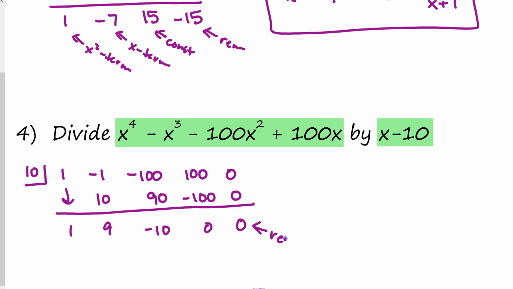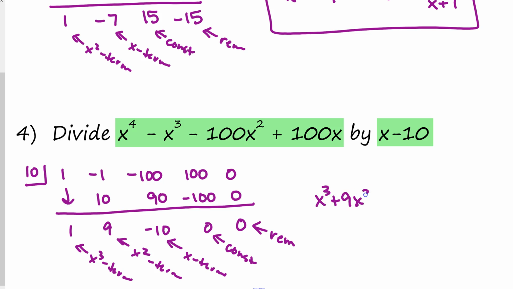The remainder is 0. That tells us we have a factor, remember from the beginning of the lesson. The constant is 0. The x term has coefficient negative 10. The x squared term has coefficient 9, and the x cubed term has coefficient 1. So we have 1x cubed plus 9x squared minus 10x, and then that's it.